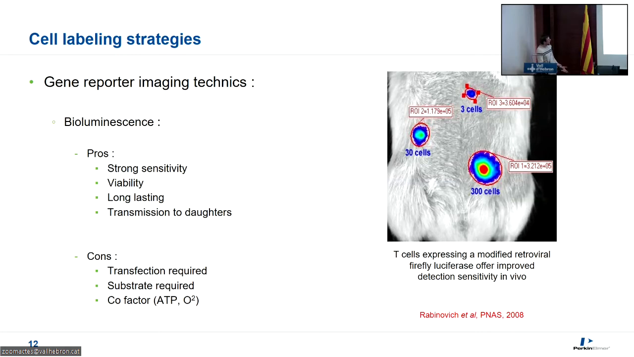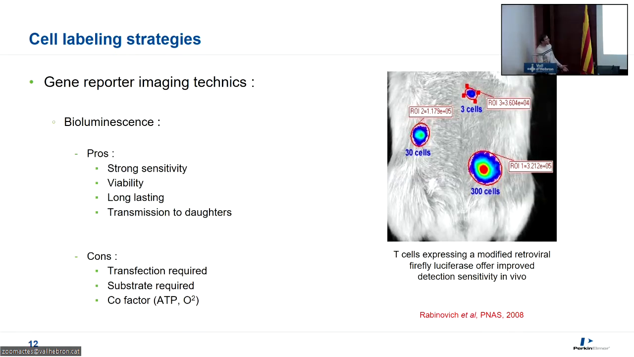The concerns are more about the fact that we need to do a transfection, and this will, in the end, lead into clonal selection, because you will have to select the clone that is getting the piece of DNA, so your reporter, basically. So if you are working with a heterogeneous pool of cells coming from a patient, then it's a bit more complex. You require a substrate that is injected to the mouse, and for some of them, we need cofactors, sometimes ATP, oxygen, sometimes just oxygen, depending on the luciferase you are using.